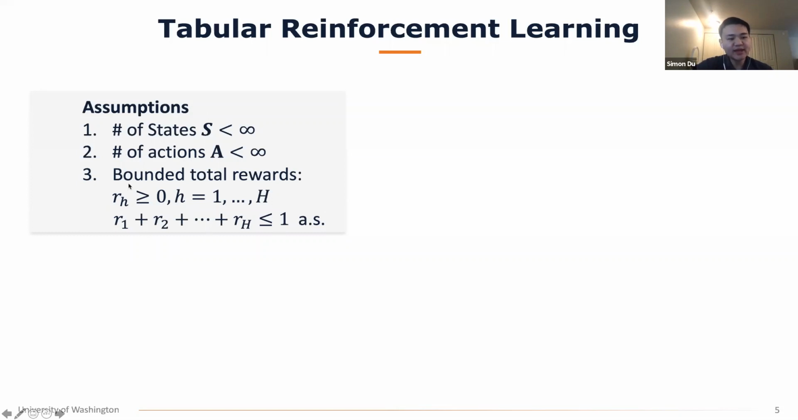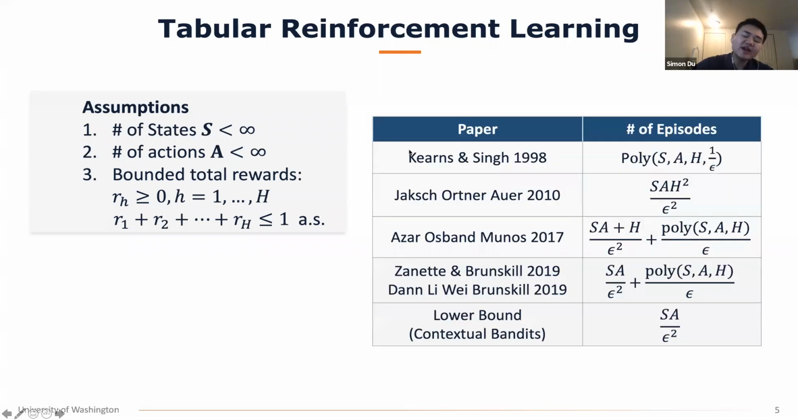So you can see here, we don't put any assumption on the transition matrix. There's a long line of work analyzing the sample complexity of this tabular reinforcement learning setting, dating back to Kearns and Singh in 1998, where they designed an algorithm with sample complexity, measured here in terms of number of episodes, to show that a polynomial number of episodes in terms of number of states, number of actions, planning horizon, and 1 over epsilon, you can find an epsilon optimal policy that is close to the best policy with this number of episodes.